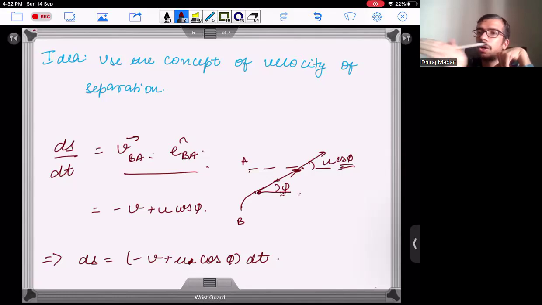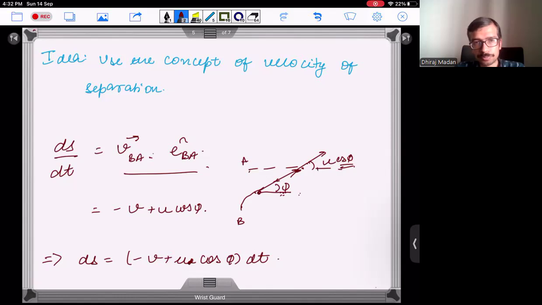Now for A, which moves along the x-axis, since the x-axis makes an angle of phi with the line joining the 2 points, if I take the component along the line joining the 2 points, I'll get u cos phi. This is in the direction from B to A already, so there is no minus sign over here. And what I get is that ds by dt is minus v plus u cos phi. So this is the rate of change of separation.